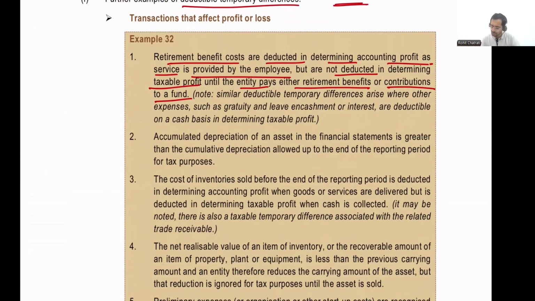All right, next let's move to point number 2. Accumulated depreciation of an asset in the financial statements is greater than the cumulative depreciation allowed up to the end of the reporting period for tax purposes. Now let's come to another case. Let us say I purchased a fixed asset of rupees 1 lakh. Let us say the depreciation as per accounts is equal to rupees 20,000.